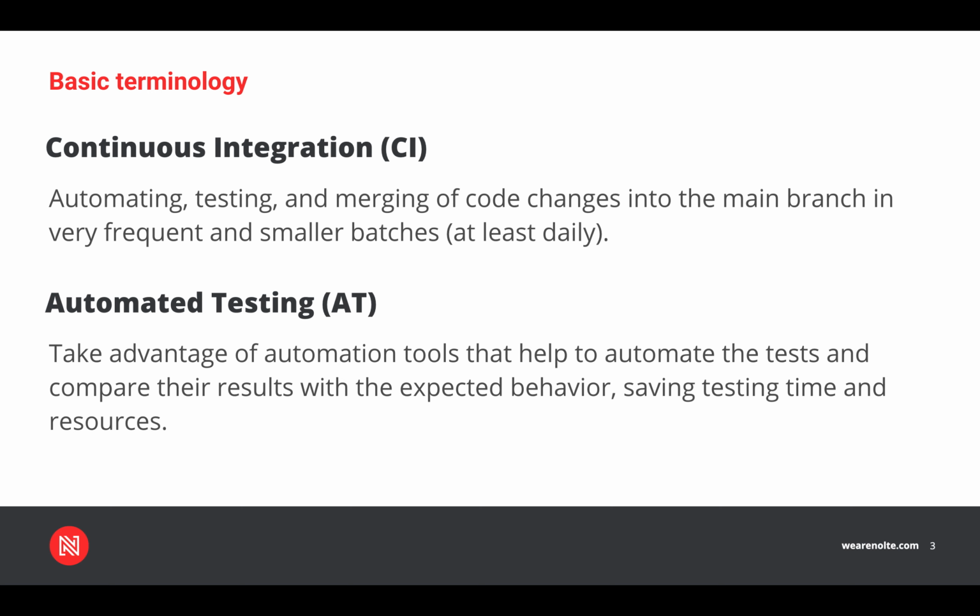Basic terminology. Before talking about this implementation process, I want to go over some basic terms so we all, tech and non-tech people, can understand this process more clearly. So, continuous integration is the process of automating, testing, and merging of code changes into the main branch in very frequent and smaller batches, at least daily. With continuous integration, you define how your code is transformed into a working site, often living in a sandbox environment. Continuous integration also requires some level of testing to verify that the build process succeeded. So we also need to implement a test automation strategy.